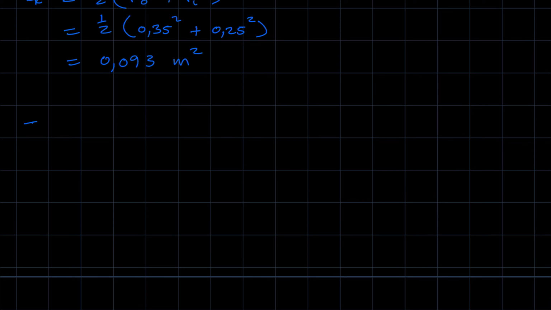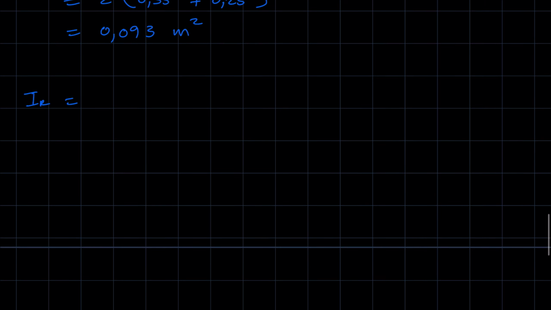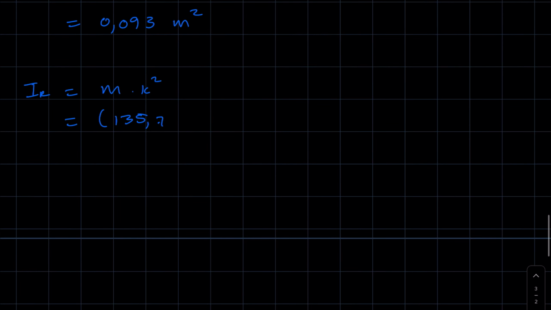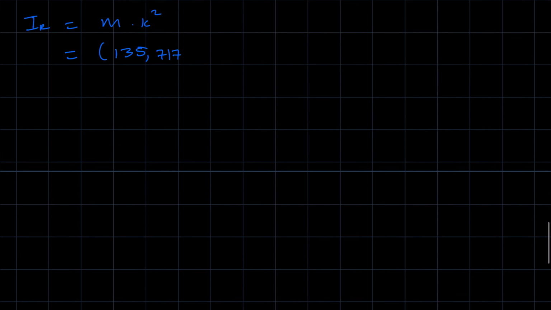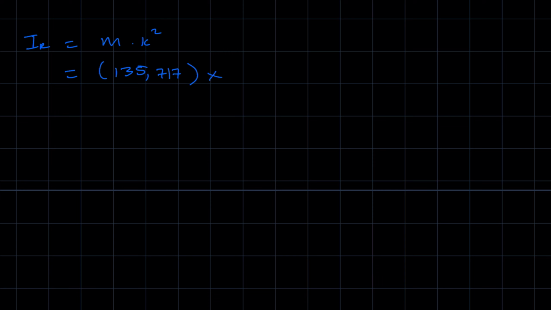So now we can get I of the rim. I is m times k squared. The mass is 135,717 times k squared being 0.09. Punching this in our calculators, we are going to get 12,622 kilogram meter squared.